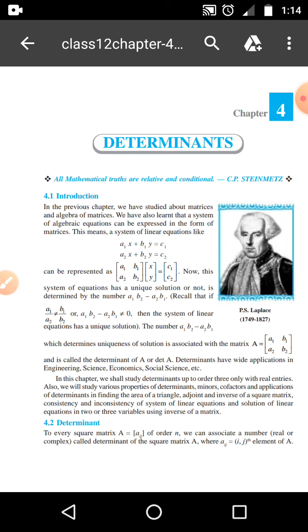So, first of all, what is a determinant? We are going to see what a determinant is and what the definition actually is. A determinant is nothing but a particular number, and it is always found from the given matrix.